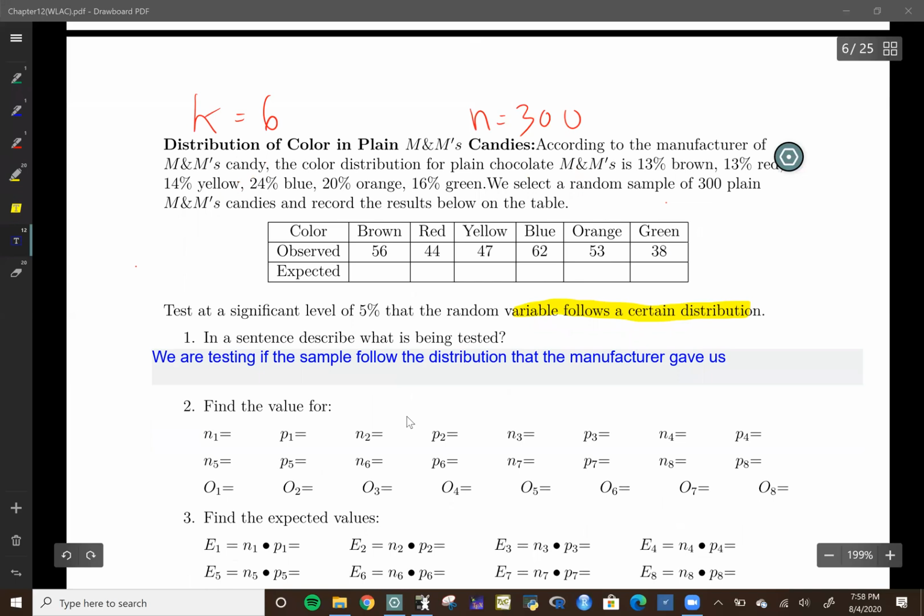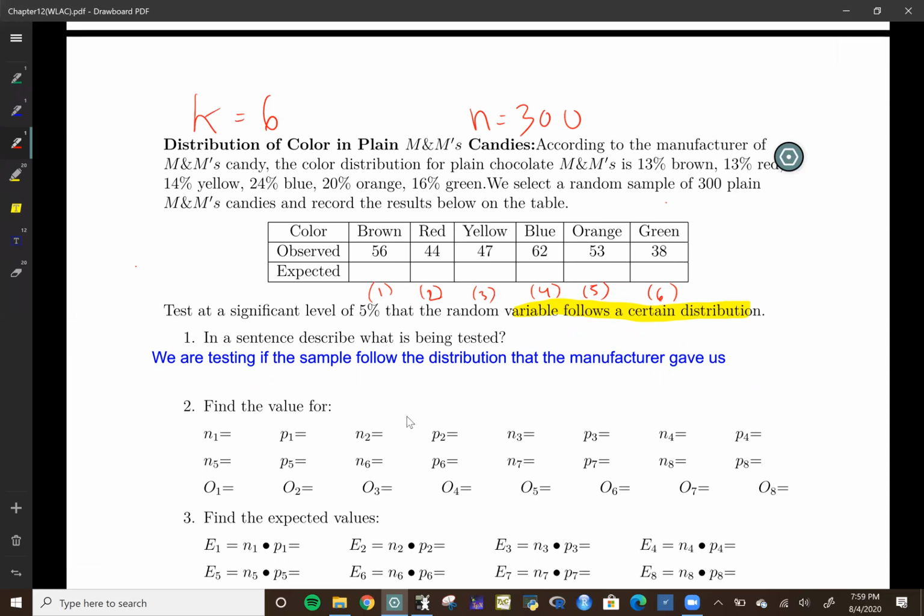All right, so here comes the fun part. We're going to be labeling the N and the P's. First we're going to label our groups. So this is group 1, this is group 2, group 3, group 4, group 5, group 6. Those are my different categories. Because if you look at step number 2, it says label N1, label P1, label N2, label P2.